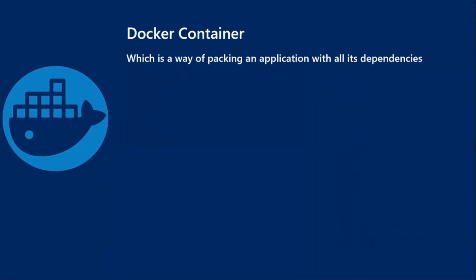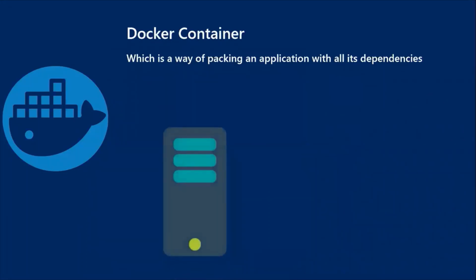So the most important component of Docker is the Docker container. A Docker container is basically a way of packaging an application with all its dependencies and configuration files. A container is basically a running instance of a Docker image.